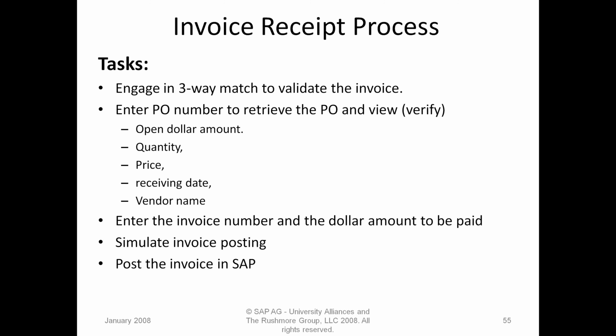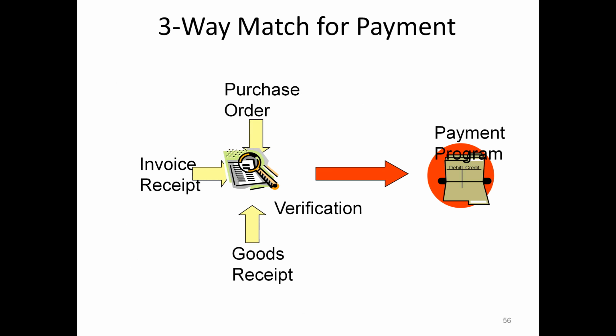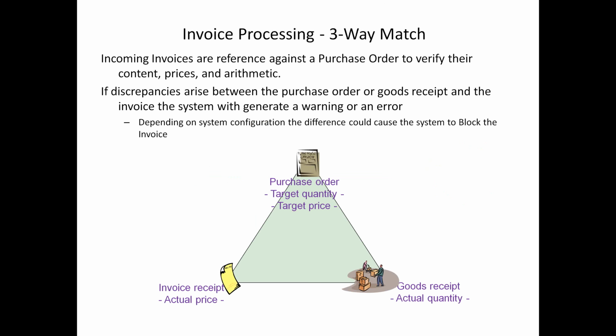Enter a PO number, and the system gives you the quantity. You put the dollar amount, the quantity the vendor has received, the price, date, and the vendor name. Enter all these numbers and you post the invoice. That is what the three-way match is, between a purchase order, invoice receipt, and goods receipt. Verification is done, and the payment program runs and pays the vendor.